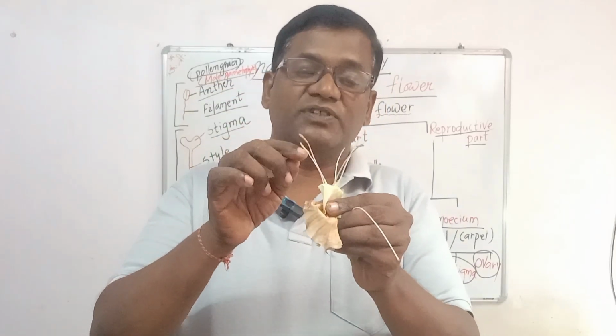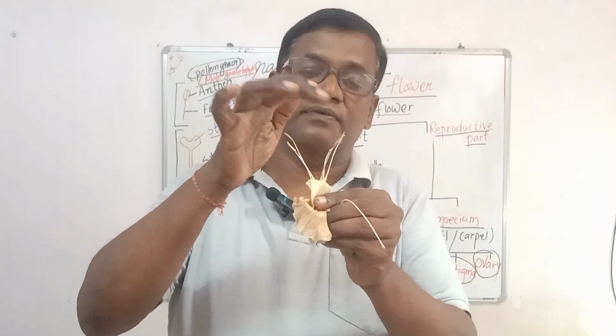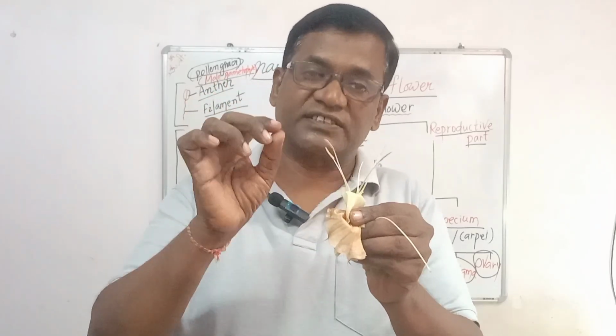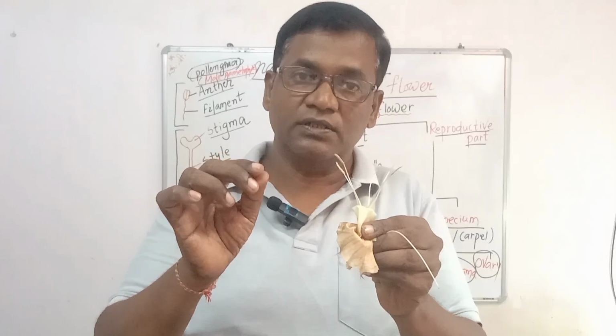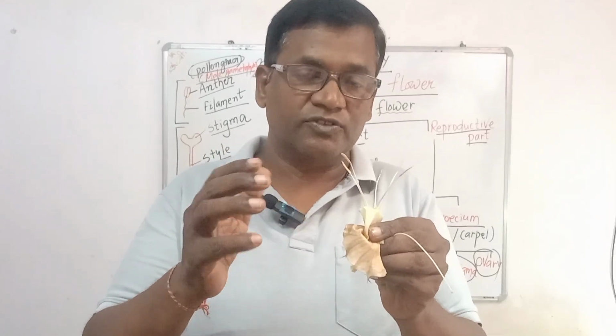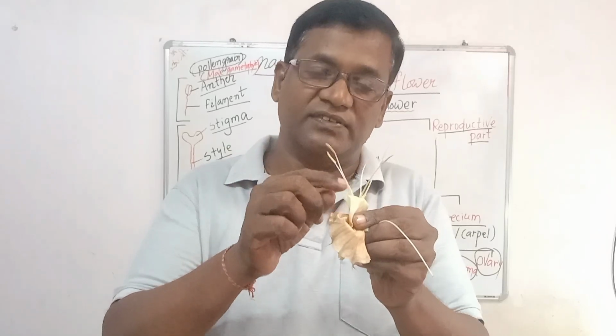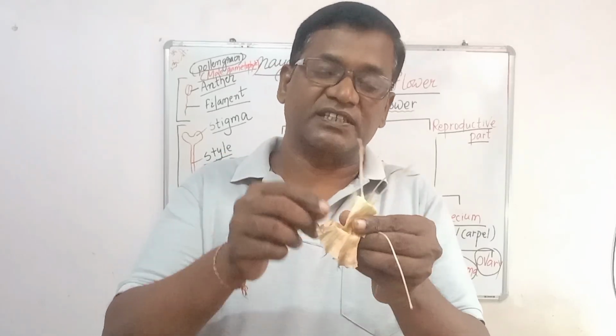And you see, this is the anther, and this stalk-like structure is called the filament, and the full structure is called the stamen. Does it belong to gynoecium or androecium? It is androecium because it is a male sex organ. This structure is called the male sex organ.